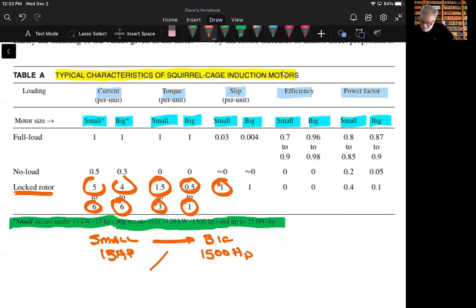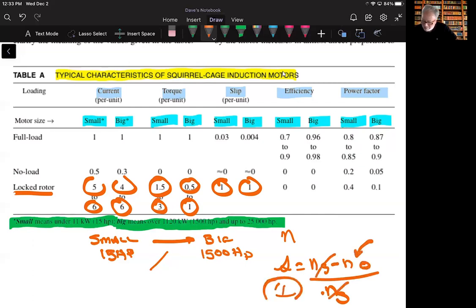The slip, of course, is going to be 1, and we understand why that is, right? Because of this equation, and that becomes 0, and then that becomes 1. So there's that. The efficiency at startup is 0, because you haven't gotten to the point where you're delivering power. And then the power factor at locked rotor is 0.4 and 0.1 at that point. Okay, so that's the way this chart reads. And then we're going to come back and actually use this chart in a calculation that follows in section 1312.